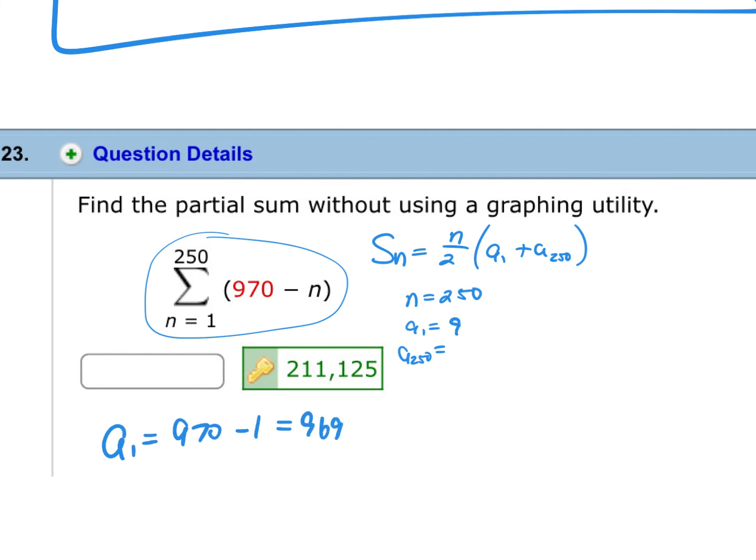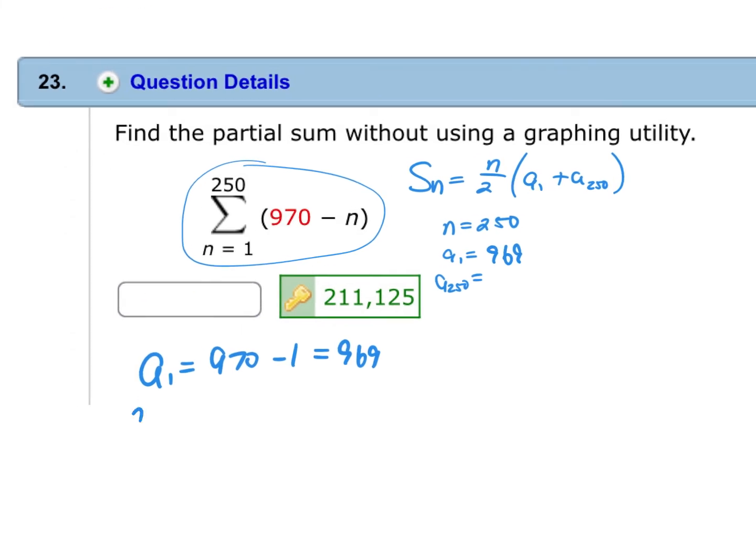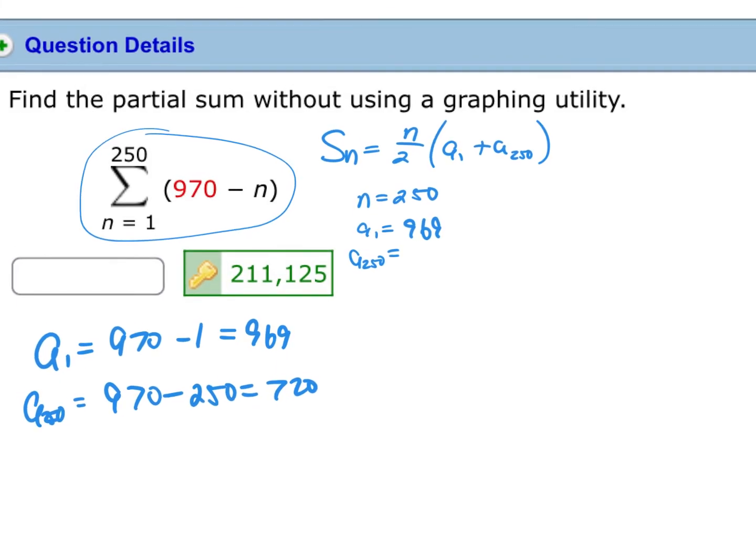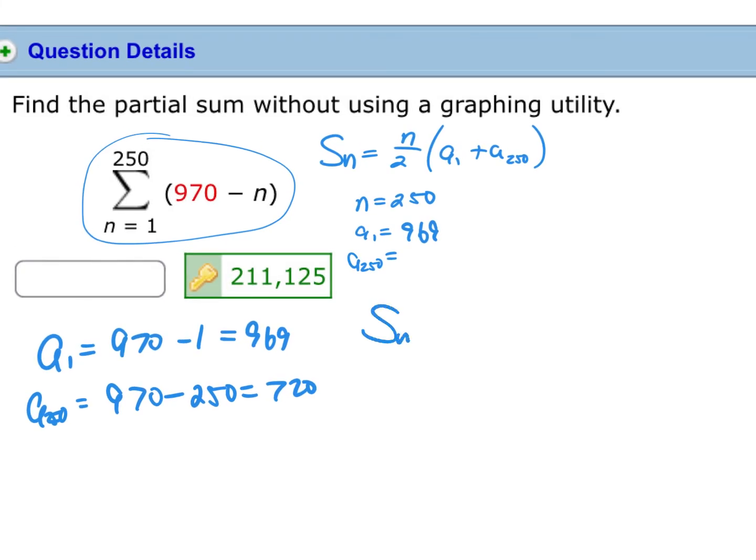969. That's the first term of this sequence. How would I find the last term? Plug in what? So 970 minus 250 gives me what? 720. Okay, good. So now do I have all the information I need? Yeah. I can find the sum of this.